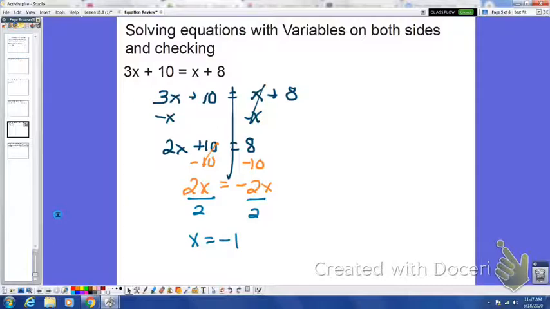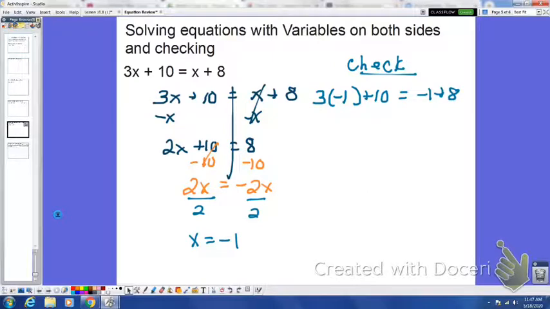Okay, so we haven't done a check in a little while where we actually wrote it out, so we'll go ahead and do it on this problem here, especially since there's variables on both sides. So if I substitute in, remember you have to substitute into every single x that you see, not just the first one. So that gives us 3 times negative 1 plus 10 equals negative 1 plus 8.